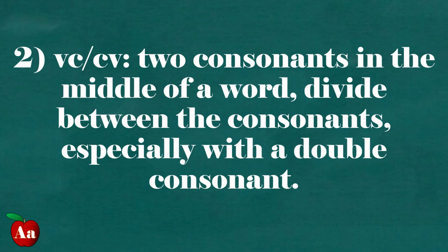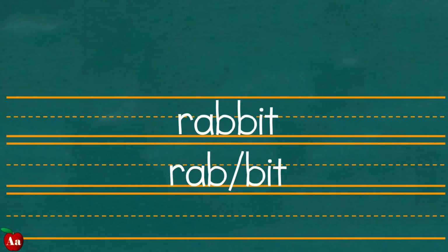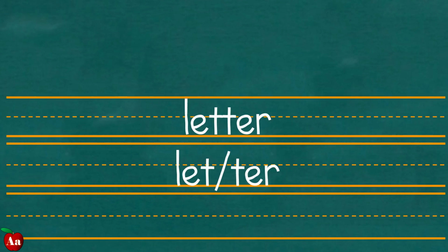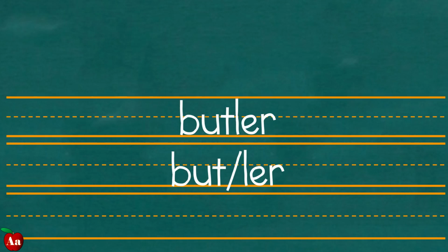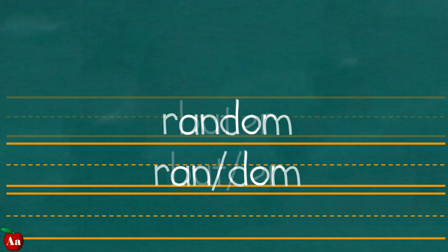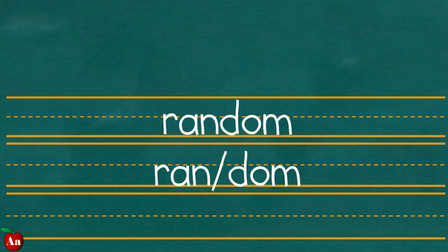Number 2, when there are 2 consonants in the middle of a word, divide between the consonants, especially with a double consonant. Rabbit is divided between the 2 B's. Letter is divided between the 2 T's. Butler is divided between the T and the L. Random is divided between N and D.